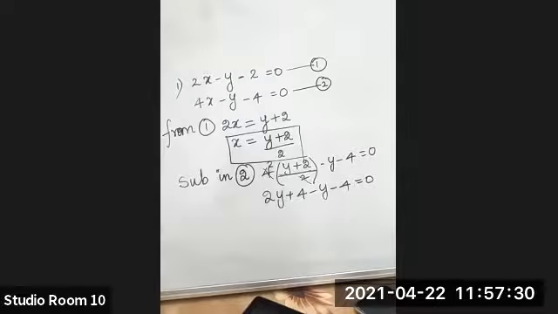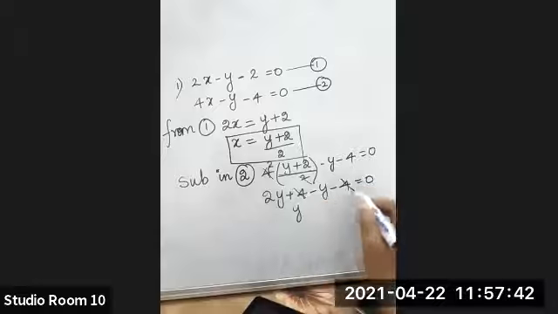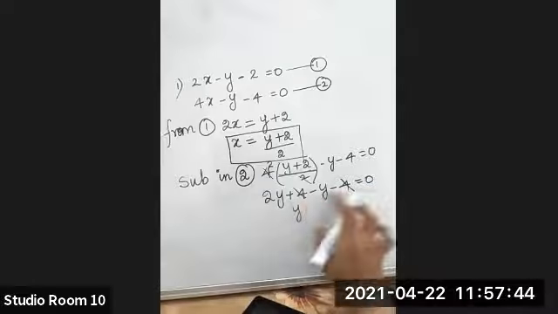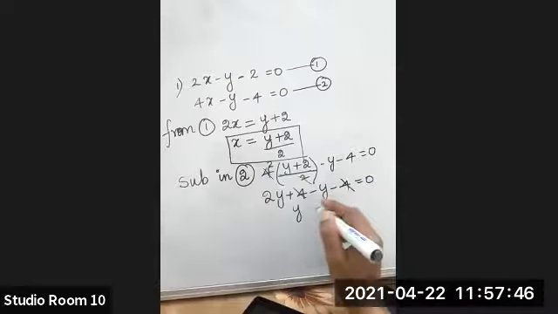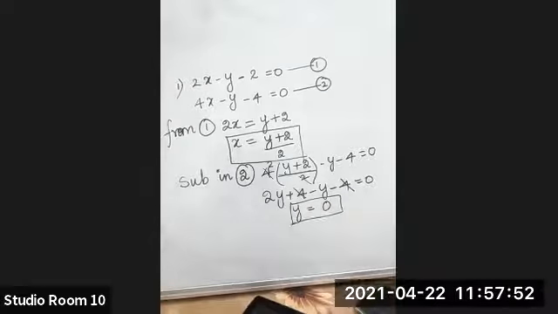Now what is 2y minus y? y. Now plus 4 minus 4 will get cancelled, isn't it? Plus 4 and minus 4 have opposite signs, so they will get cancelled. So y is equal to 0. We are getting the value of y as 0.